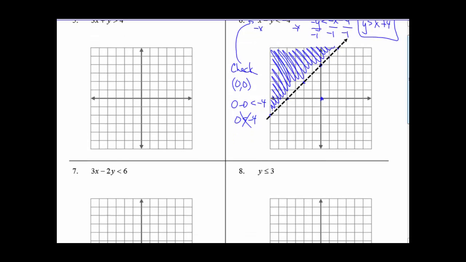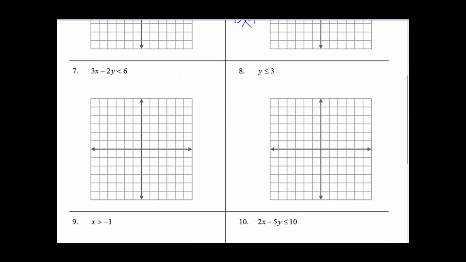All right, number 7. Go ahead, hit pause. Let's see how you do. Solve for y. Graph it. Make sure you test a point and shade. Go.